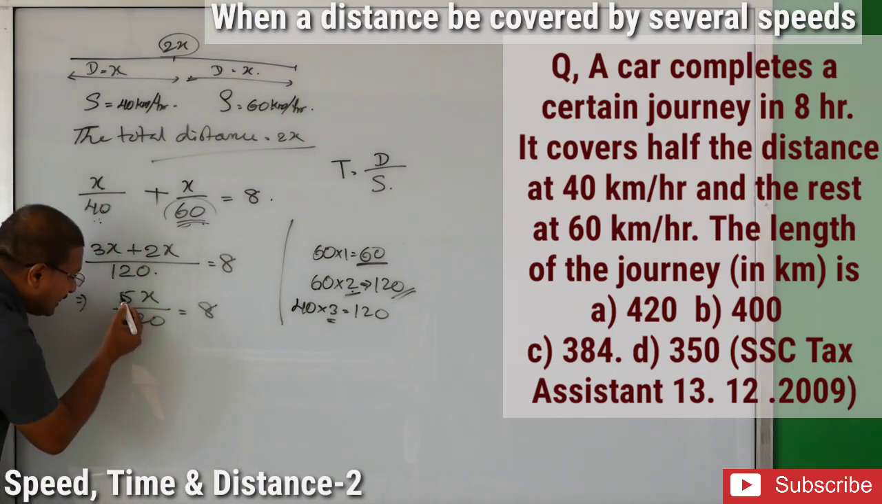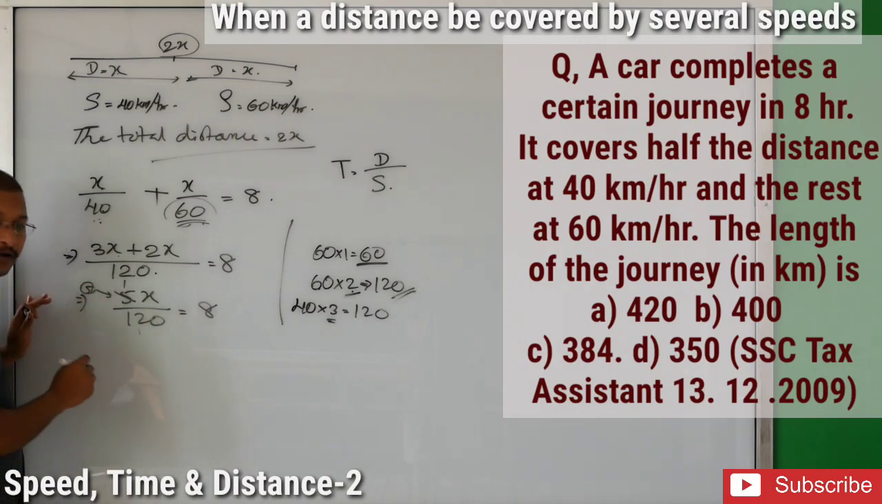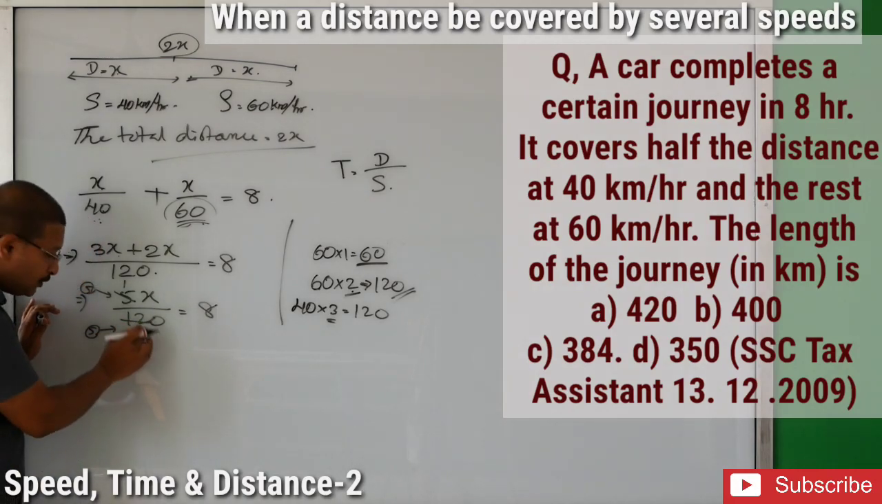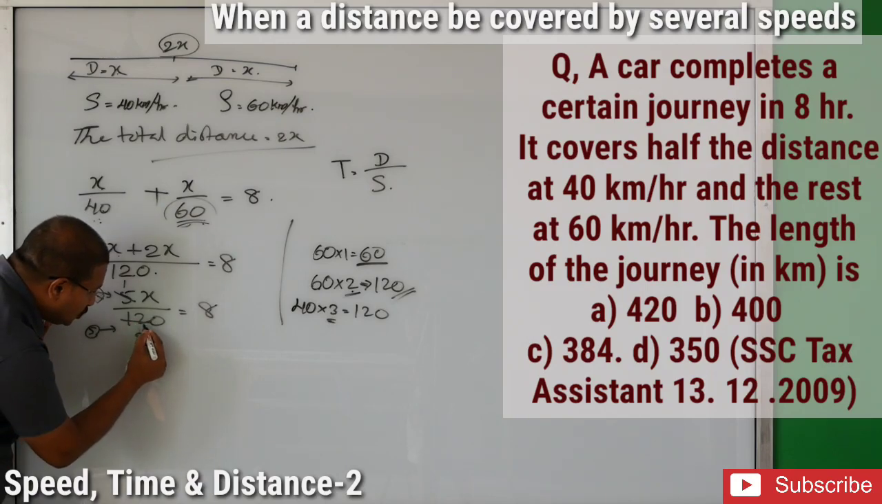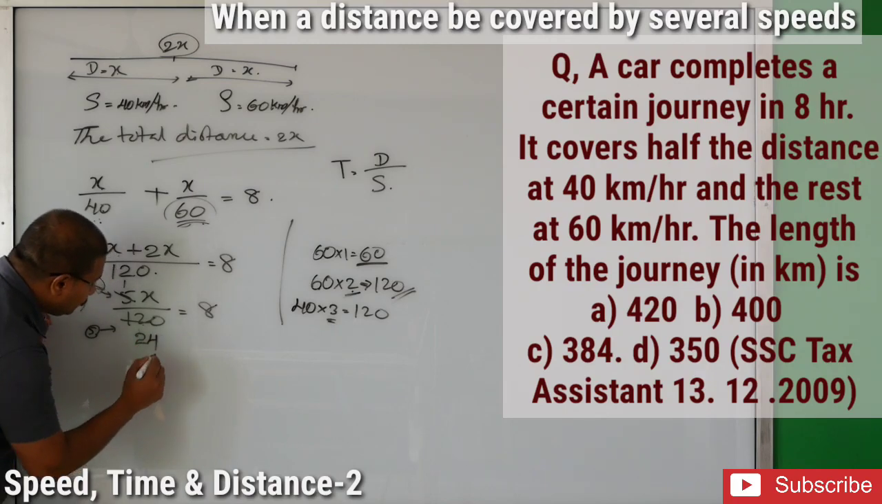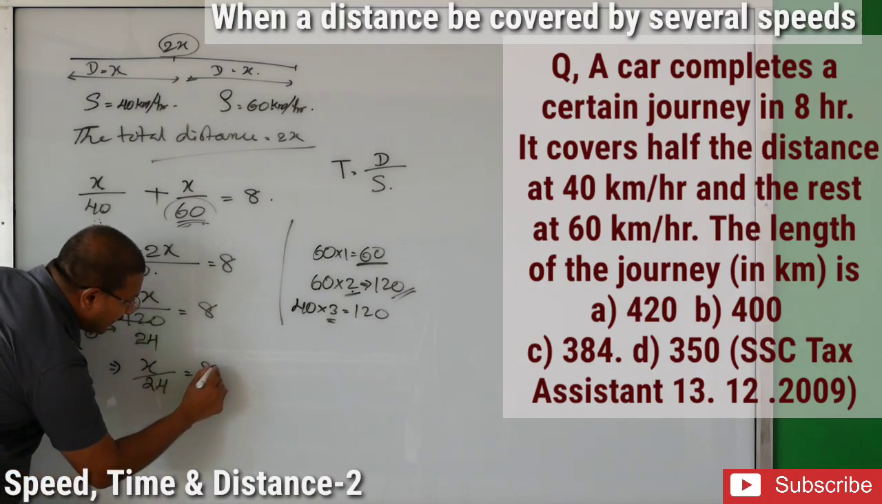Ready? Now we can cancel by 5. See, we will cancel by 5. 5 ones are 5. When you cancel here by 5, 5 twos are 10. Out of 10 we took, 5 twos are 10. Now the balance is 2. 2 means 20. 20 means 4 fives are 20. That means we now got x by 24 equals 8.